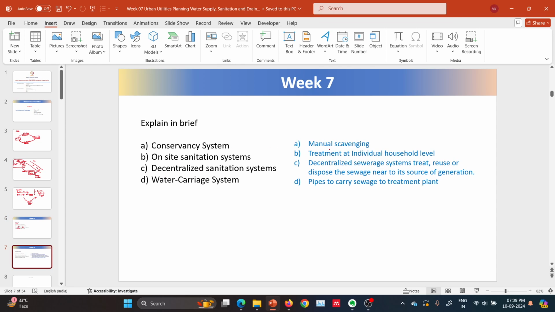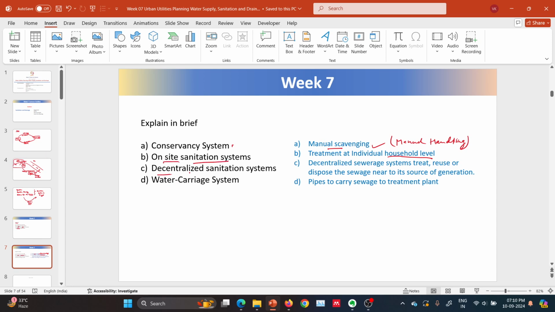In the conservancy system, manual scavenging was done. These were practiced earlier, where manual handling was done. So it has to be avoided. In the on-site sanitation system, treatment was done at the individual household level. A septic tank, a leach pit, along with a soak pit are examples of on-site sanitation systems.